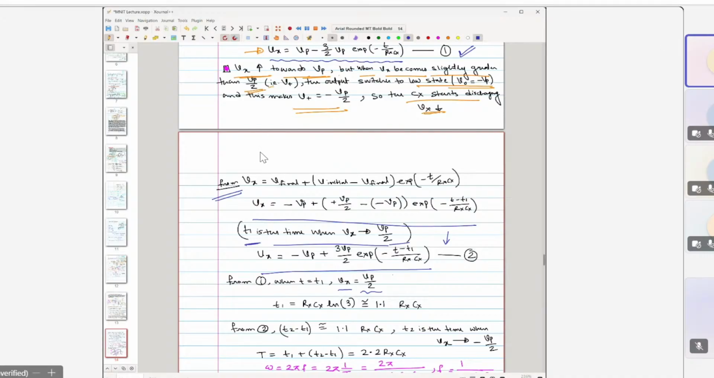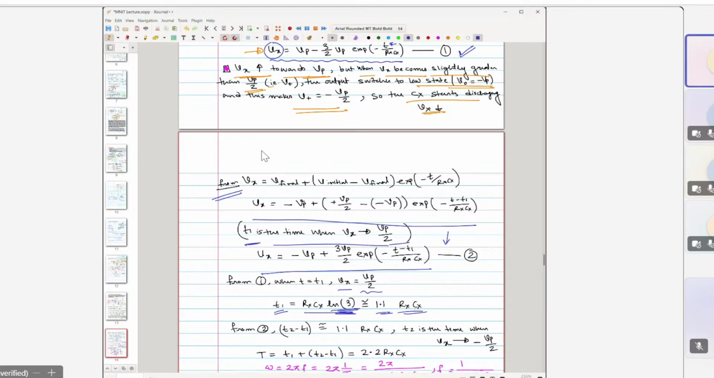After that it has to again start discharging the capacitor. So just put here Vx equal to plus Vp by 2 and put the time t equal to this t1. If you put that time equal to t1, then you will get t1 equal to Rx Cx, resistance times capacitance, times ln of 3. And ln of 3 is nearly equal to 1.1, so it is 1.1 Rx Cx.